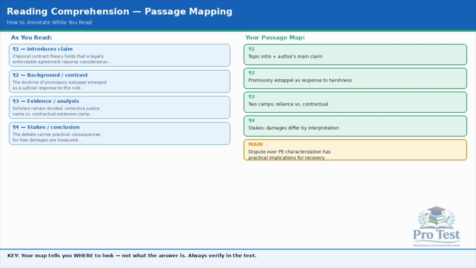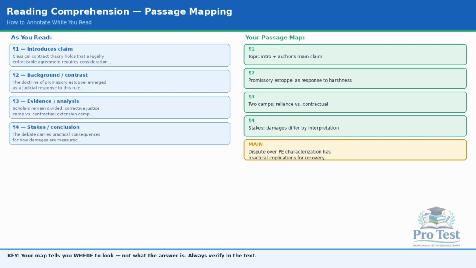Look at the diagram on screen. Paragraph 1 typically introduces the topic and the author's main claim or the issue at stake. Paragraph 2 usually provides background, context, or a contrasting viewpoint. Paragraph 3 often contains the author's evidence or analysis. Paragraph 4, when present, resolves the tension or draws a conclusion.